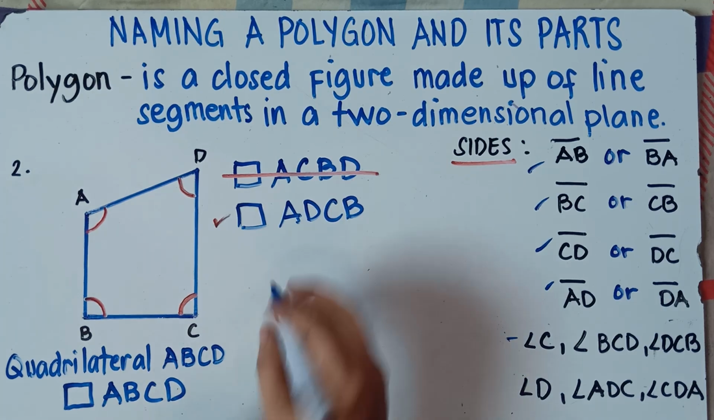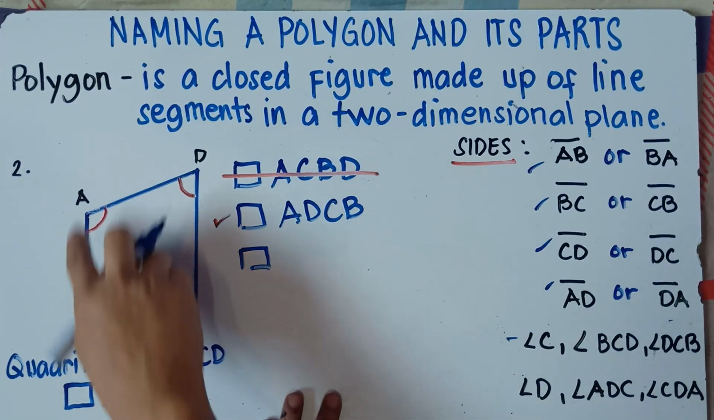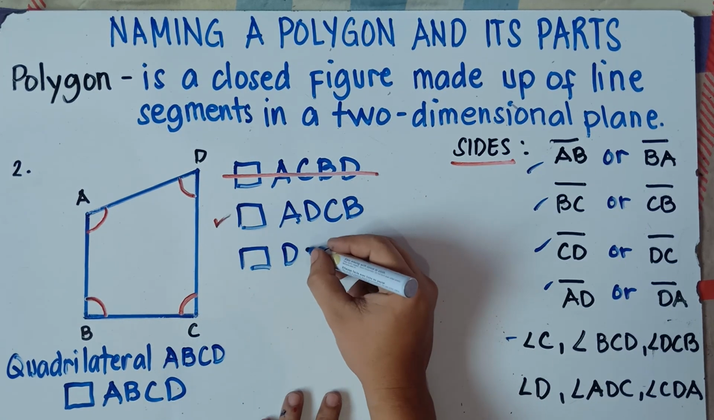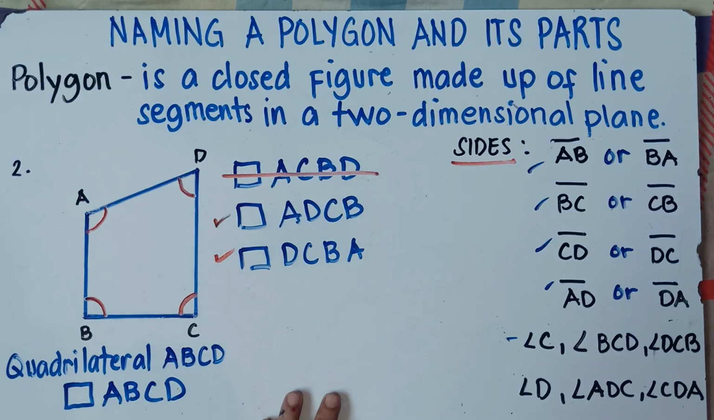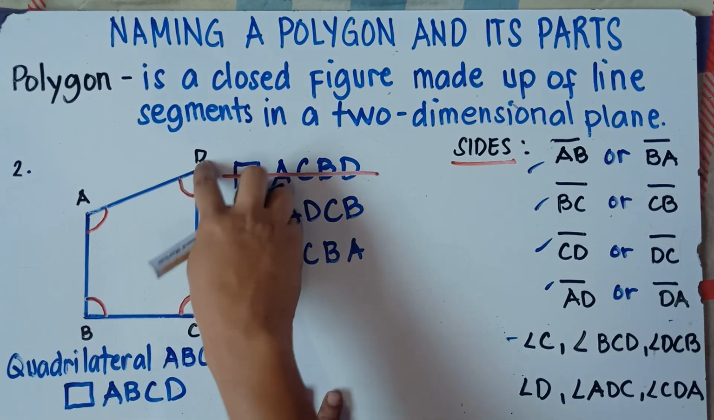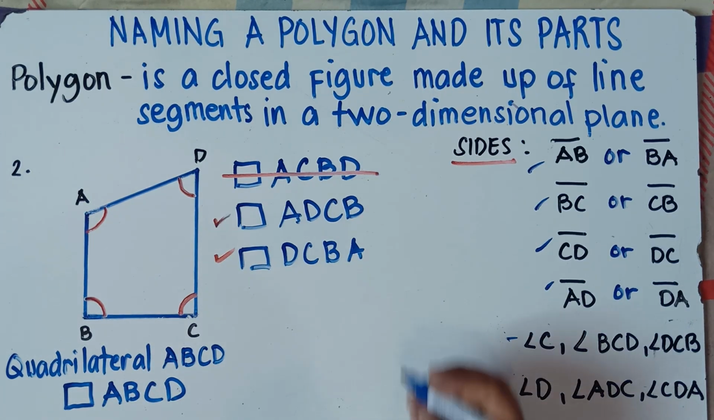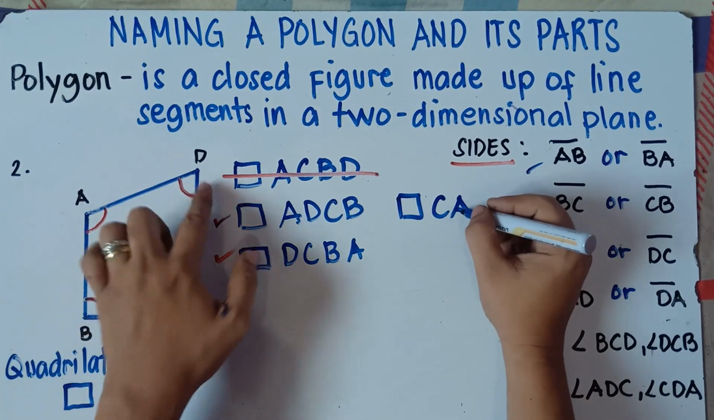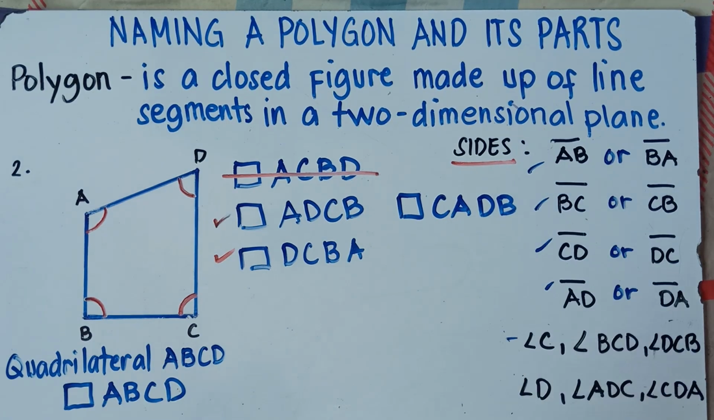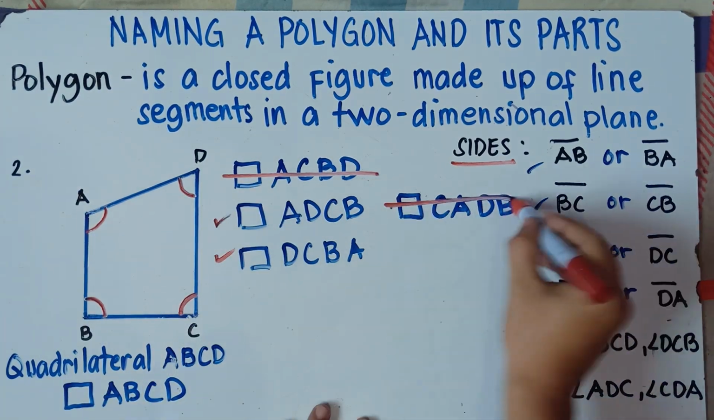What else, class? So we can name this one quadrilateral DCBA. Yep, we can do that one. Okay. Can we name this one, class, CADB? Nope, we cannot do that one, class, because C is opposite to A. It must be consecutive, class. So we cannot do this one.